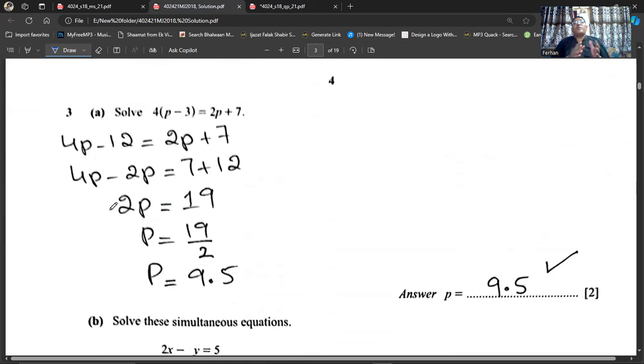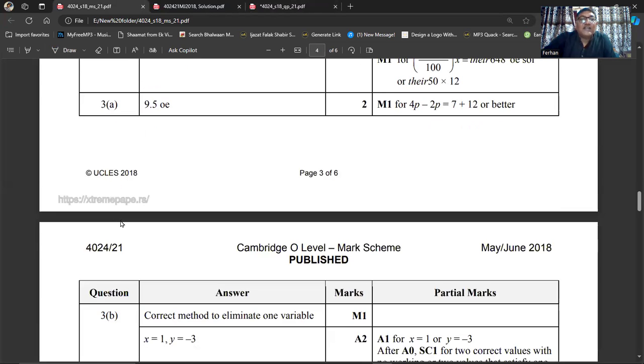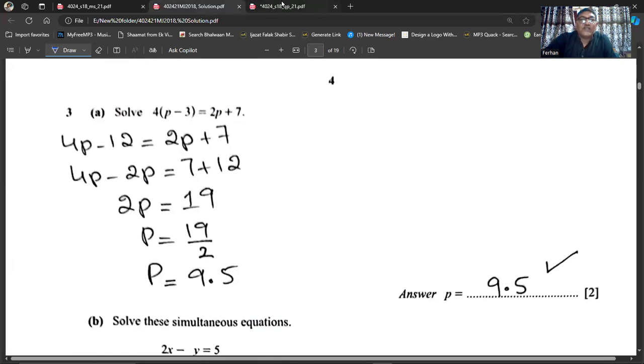So you will have 4p minus 12 equals 2p plus 7. So 4p minus 2p is equal to 7 plus 12. 2p is equal to 19. So p will be equal to 19 by 2, and p will be equal to 9.5. So the value of p is 9.5. Question number 3, A part, 9.5 is the right answer, sir. This is my solution. Hopefully you understand.